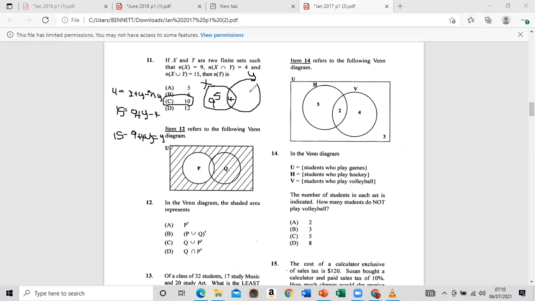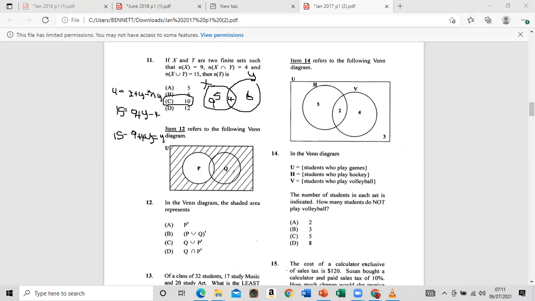Alright, yes. 15 minus 9, that's 6. 6 plus 4, 10. So in the end, we still get 6. So this is the 6. So 5 plus 4 is 9, plus 6 is 15. Alright. So 10 is the answer because this plus this. In an earlier video, I was thinking about only, it's not only, so it will be 6 plus 4.